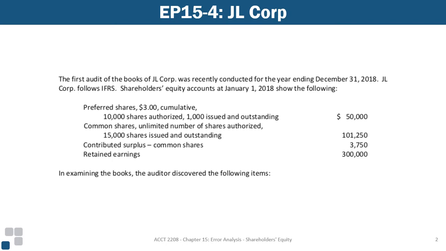With EP 15.4 JL Corp, we've got an audit of the books of the company recently conducted for the year ended December 31st, 2018. The company follows IFRS, and here are the shareholders' equity accounts at January 1st, 2018. So this would be at the beginning of the year, and December 31st would be the end of the year. We have some preferred shares that pay a $3 dividend. They're cumulative preferred shares, 10,000 authorized, 1,000 issued for an equity balance of 50,000.